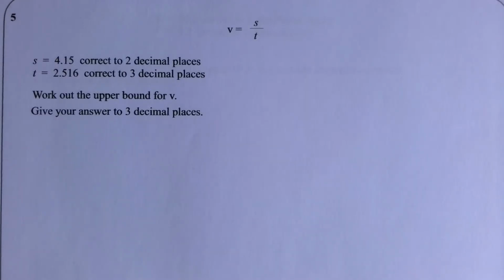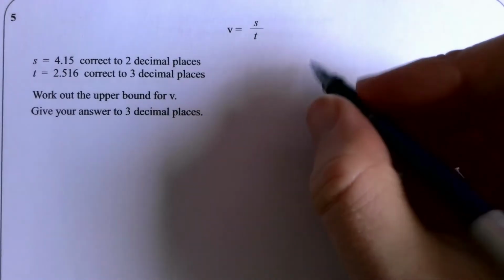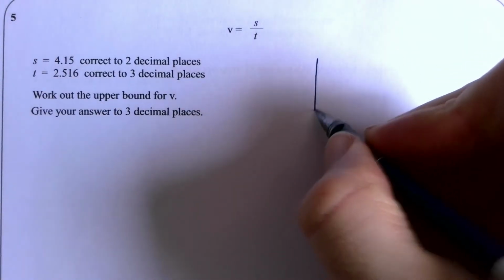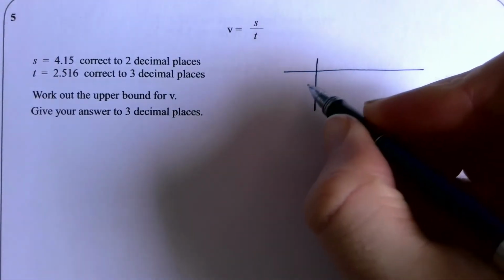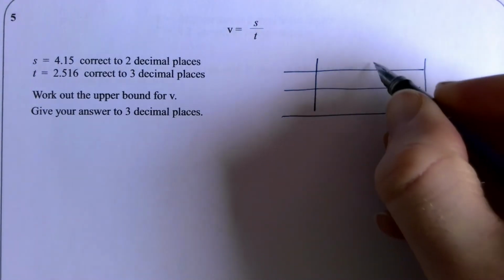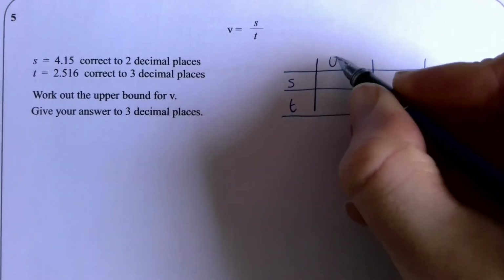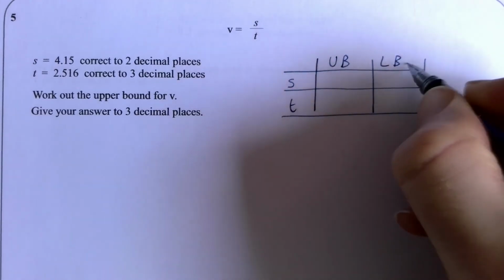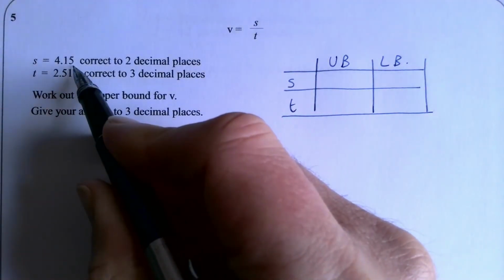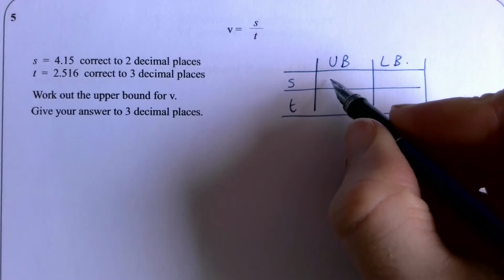So pause the video and have a go at this one. And for this you need to consider what the upper bound and lower bounds of both of these are. So I would start by going for an upper bound and lower bound table. If you're confused, then draw a number line to help you along there. So our upper bound and our lower bound, corrected to 2 decimal places, so we're going to be going halfway towards the next one.